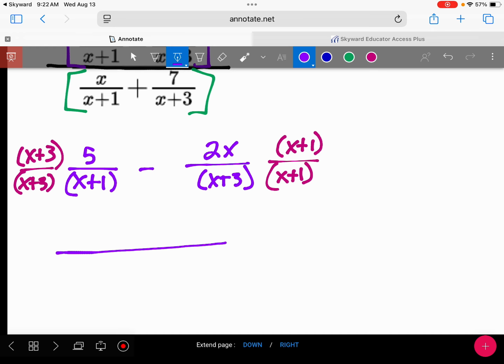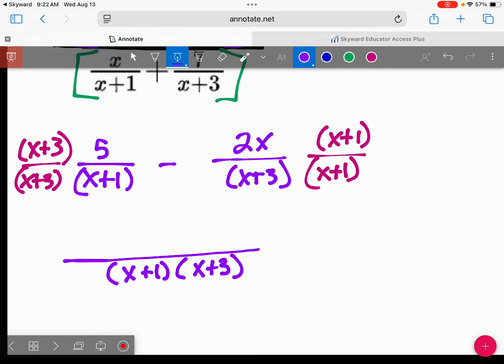So then we're going to be able to do our subtraction here. So our denominator is going to have our x plus 1 and our x plus 3. And our numerator is going to have our x times 5, which is 5x, our 5 times 3, which is a 15, minus 2x times x, so minus 2x squared, minus 2x times 1, which is a minus 2x.